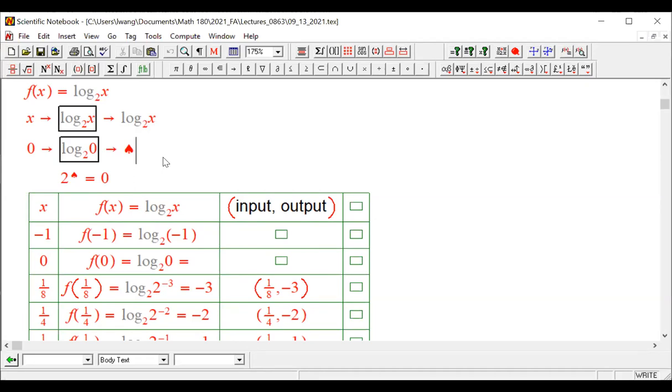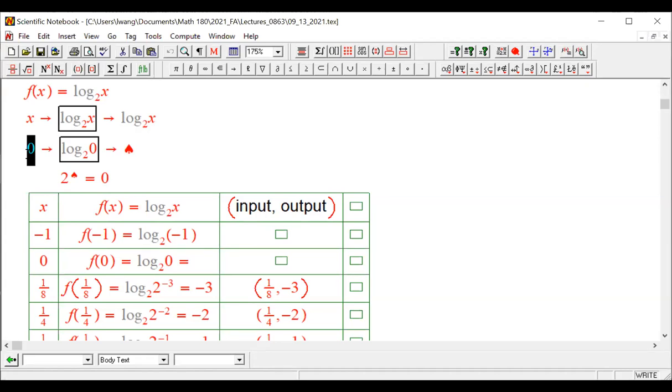Have we found it? Does it not exist? That's right. Wonderful. It doesn't exist. So for this input, there's no exactly one output. For this input, 0, there's no output. Therefore, this input is not qualified to be in the domain. You follow me?